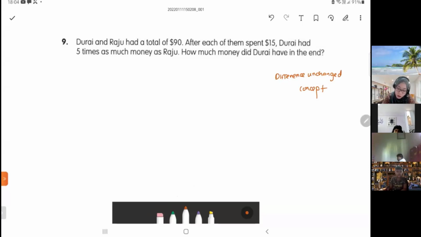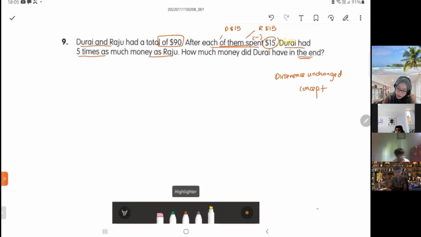Durai and Raju had a total of $90. After each of them spent $15, which means each of them, Durai spent 15, Raju spent 15. And when I say spend means minus. Then Durai had 5 times as much as Raju. All right. So we are going to work with the end because I want in the end, right? So I work with what they have in the end. This one, Durai had 5 times as many as Raju. So 5 times means 5 units. Raju will have 1 unit.